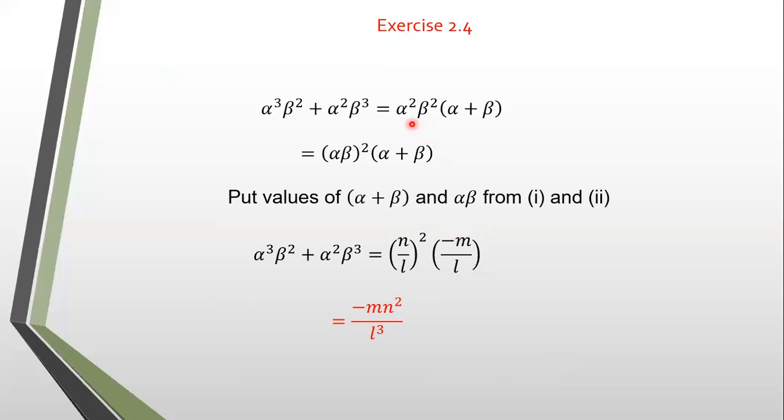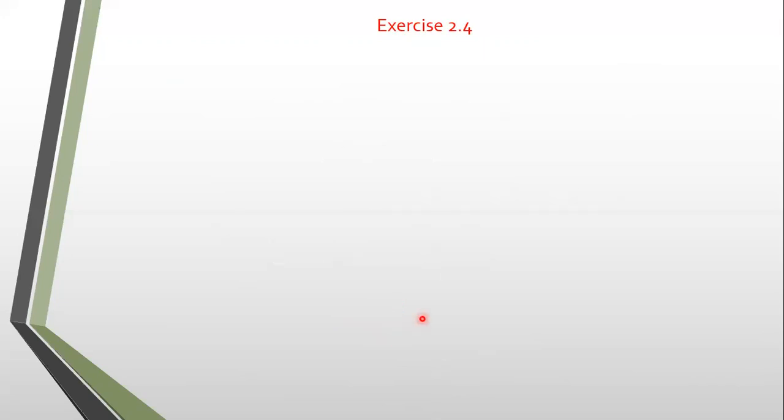Here we take common alpha square and beta square. Remaining terms of alpha plus beta and alpha square beta square can be written as alpha beta whole square into alpha plus beta. Replace the value of alpha into beta and alpha plus beta from 1 and 2. Alpha into beta is n over l and alpha plus beta is minus m over l. N square into minus m and l square multiplied by this l, we will get l cube. So final answer is minus m n square over l cube.